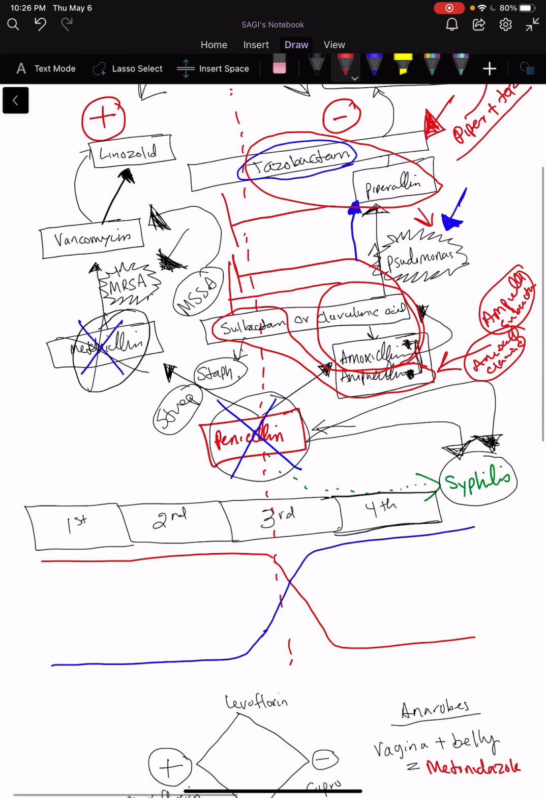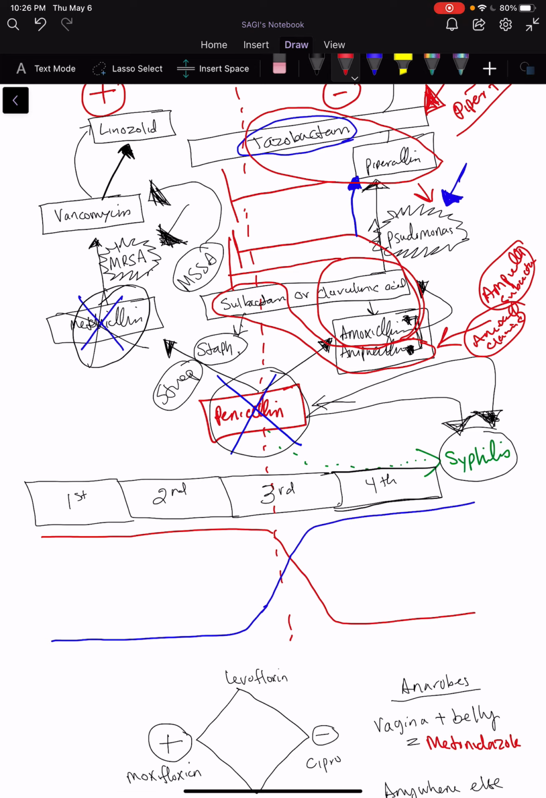All right, let's talk about the cephalosporins real quickly. The cephalosporins go from generation 1 to 2 to 3 to 4, and now we have a fifth generation. And they basically start out as more gram-positive in the first and second generation. Third generation can do it all, gram positives and gram negatives. Fourth generation, now you're only talking about the gram negatives.